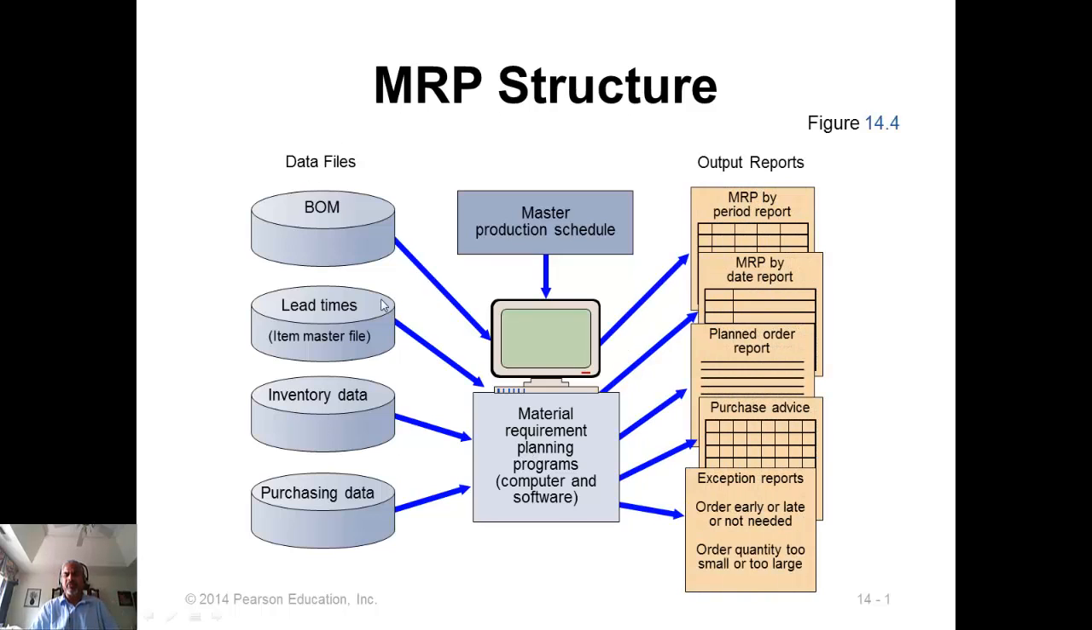Once you make these computations, it'll give you the MRP by period, it'll give you the date report, and then the planned order report, and what purchase orders to be placed, purchase order advices. And if the quantity to be ordered happens to be in the past, okay, that would be an exception situation: order early or late, and order quantities are too small or too large. There are some exception situations that may need special attention. So those reports will also be generated.